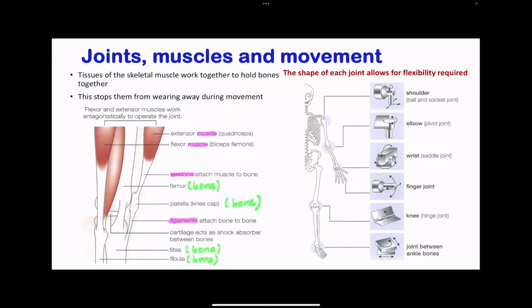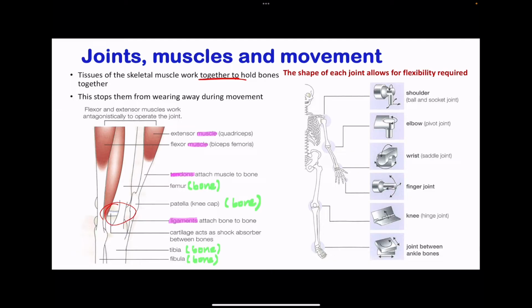Looking at how joints, muscles and bones are involved in movement, the tissues of the skeletal system have to work together to hold the bones. This gives the required range of motion to be attained. They also protect bones from wearing away. Mobile joints contain synovial fluid. We can see around these mobile joints, and this reduces friction. Joints also contain cartilage that ensures smooth movement at the joints.